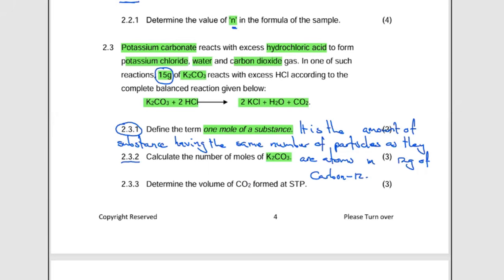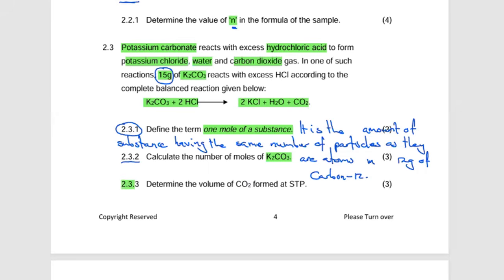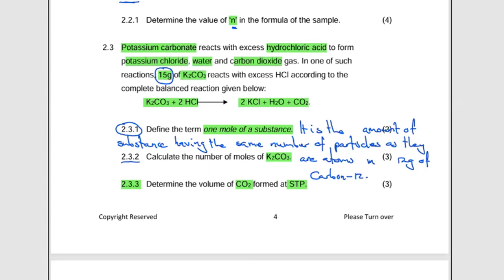To proceed to question 2.3.3, it says determine the volume of carbon dioxide at STP, right? So standard temperature and pressure. We're looking for the volume of carbon dioxide, so we are supposed to use the mole ratio between our carbon dioxide as well as our K2CO3, right?